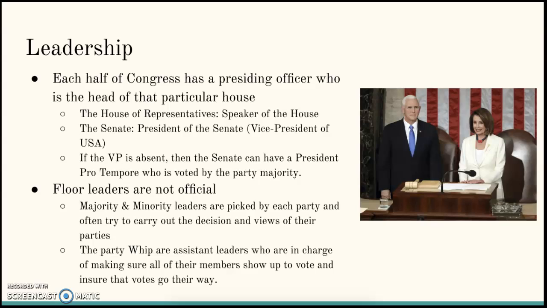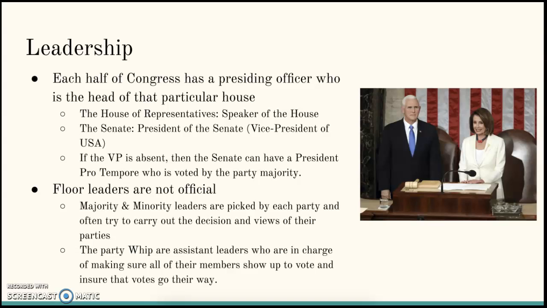Now, in the event that the Vice President of the United States is not available due to him traveling or doing whatever he's doing, there is a constitutional rule where a President pro tempore, or a temporary president, is allowed to take over. And currently, Senator Chuck Grassley is the President pro temp. They are usually voted by the majority party, which currently is being run by the Republican Party.